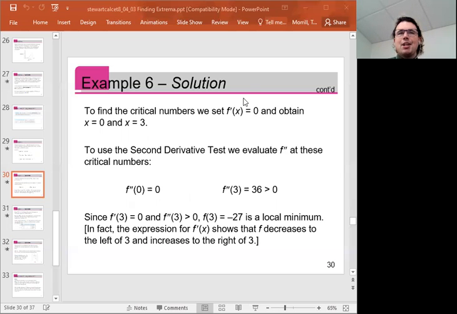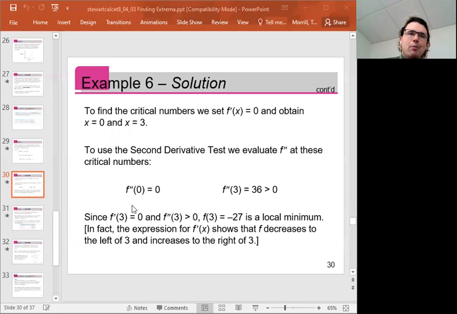Next, I'm going to use the second derivative test. I'm going to test for concavity at both of those coordinates. Here, f double prime of 0 is 0. Not enough information. F double prime of 3 is 36, which is positive. So that tells me at least that x coordinate 3 is giving me a local minimum of the function. So the minimum will be at y coordinate negative 27.